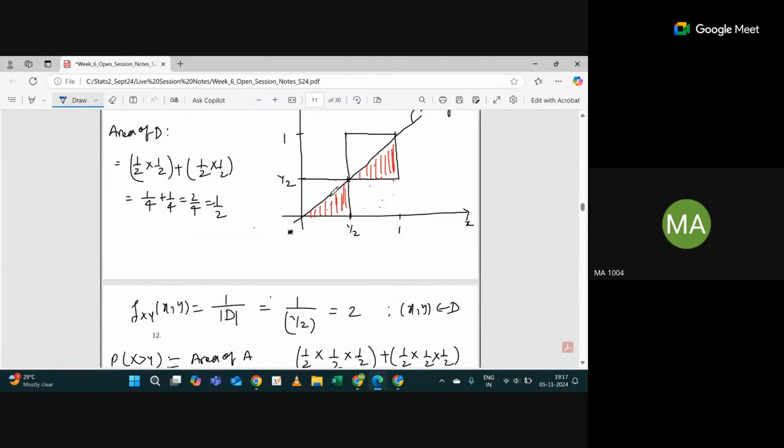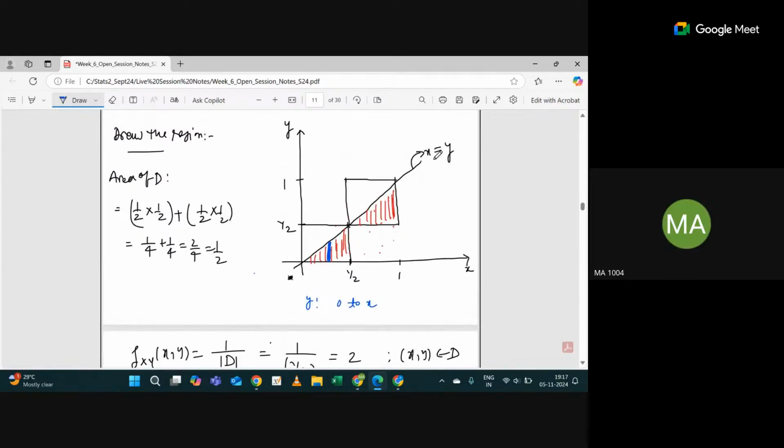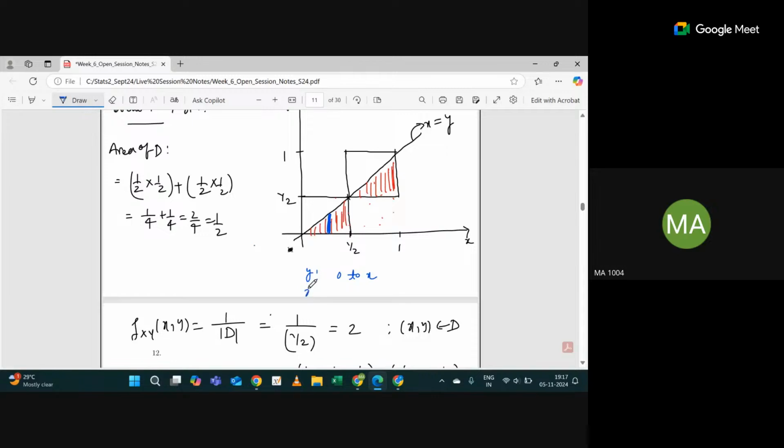I will draw a line parallel to the y-axis. 0 to x. What will be the limit of y? 0 to x, because this is the x equal to y line. And x will be 0 to 1. But this 0 to x will be only for this part. What about this part?